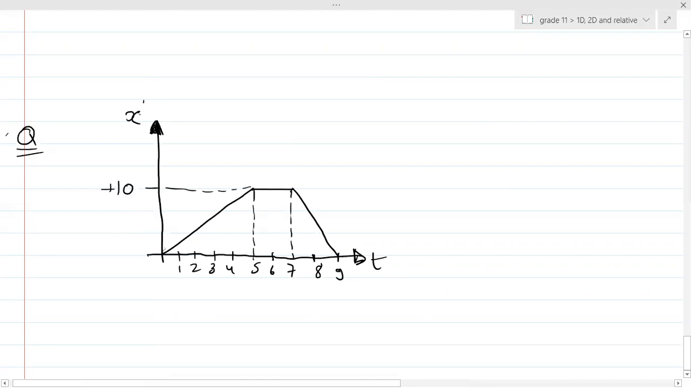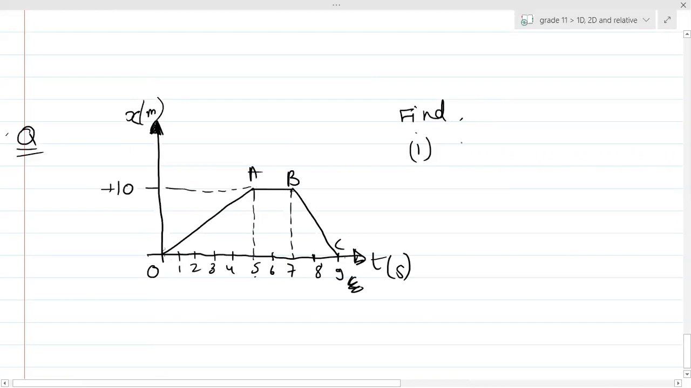Now the question is, position is given in meters and time is given in seconds. I'm naming these intervals as O, A, B, C. OA is basically the interval from t equals 0 to t equals 5. AB is the interval from t equals 5 to t equals 7. BC is the interval from t equals 7 to t equals 9. So basically I'm naming the intervals.